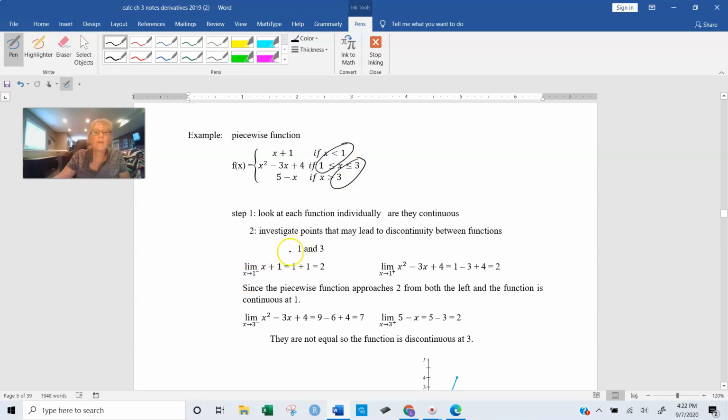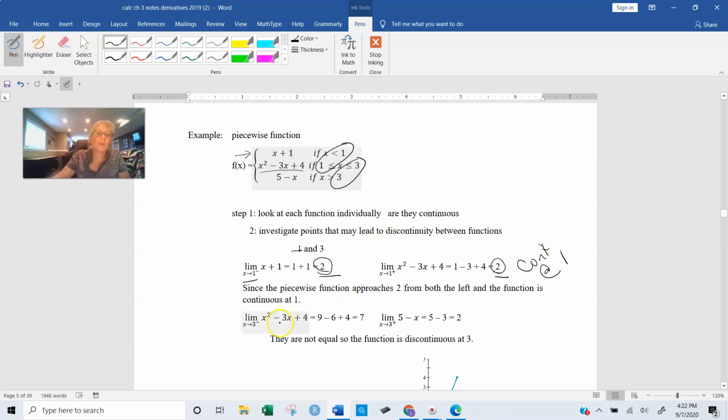So I'm going to check 1 first, and we're going to check when x approaches 1 from the left. So that's the less than, so that's the x plus 1 function. So I put x plus 1, I plug the 1 in, and we get 2. Then I need to check it from the right, which is this one, because x is greater than, so now we're using this function. We plug in the 1 and we also get 2. Since 2 is true on both sides, it is continuous at 1. All right, so this is continuous at 1.